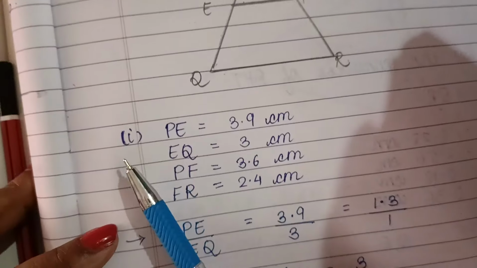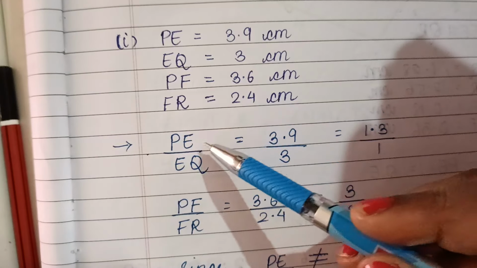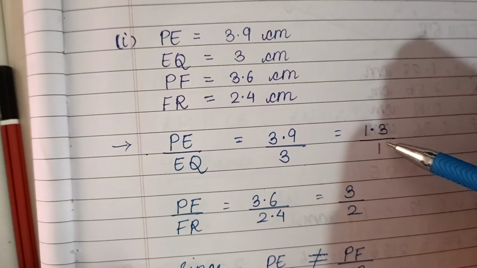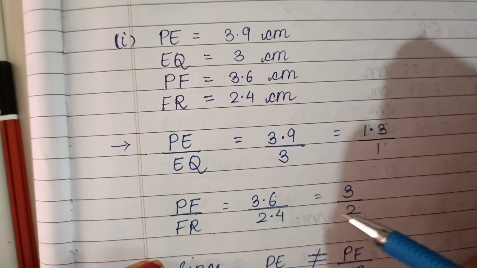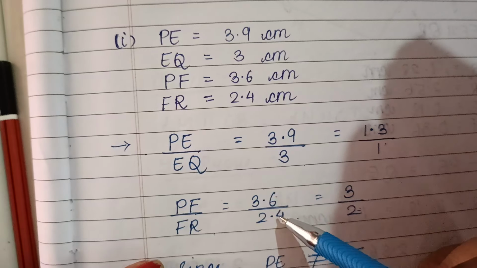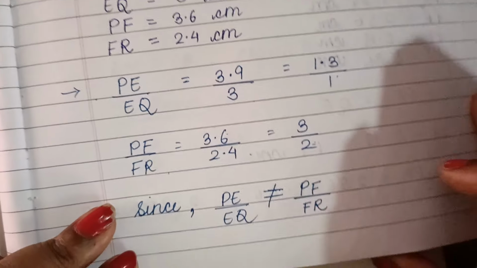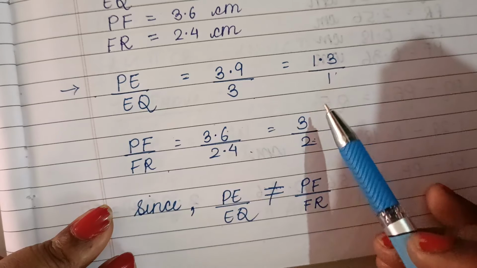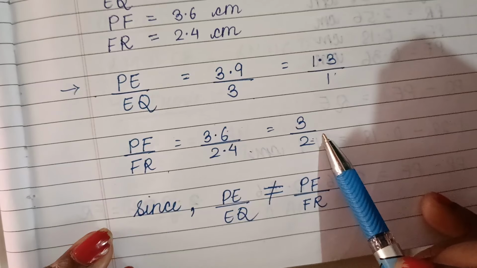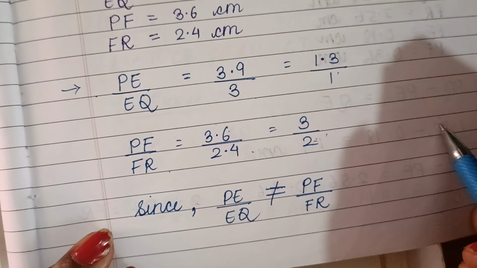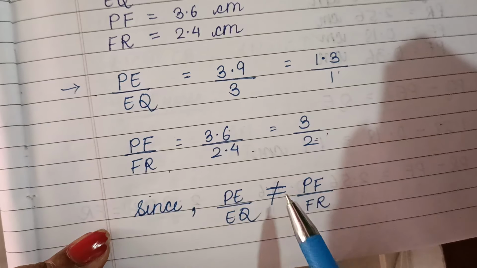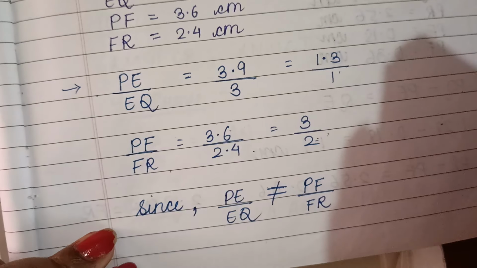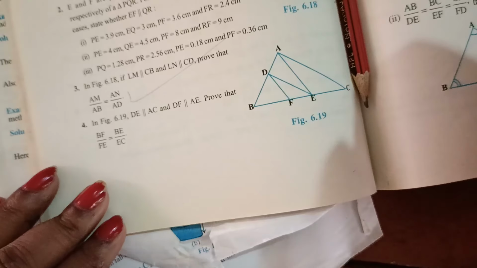Let us first find PE by EQ. PE by EQ equals 3.9 by 3, that is 1.3 by 1. PF by FR equals 3.6 by 2.4, that is 3 by 2 if you divide by 1.2. Now see, what do you find here? PE by EQ is not equal to PF by FR. So EF is not parallel to QR. Similarly, you will do the next 2 questions also. You just put the values and find out; if both are equal, then they are parallel to each other. Otherwise, they are not parallel.